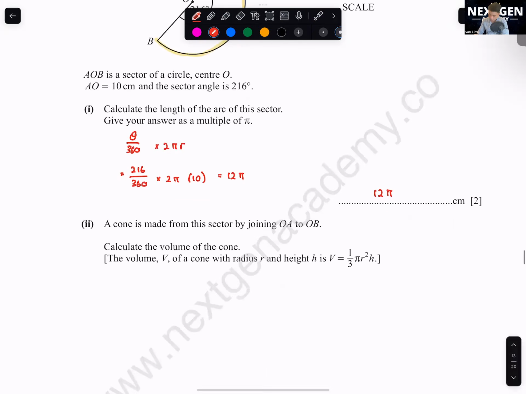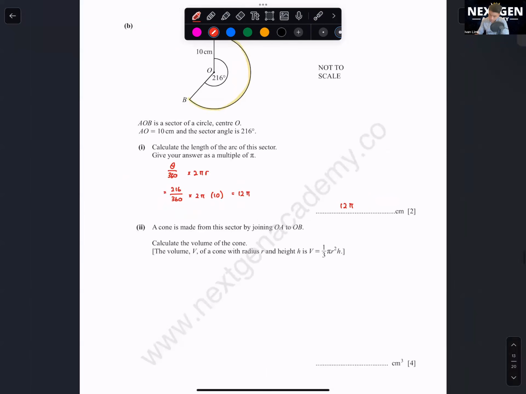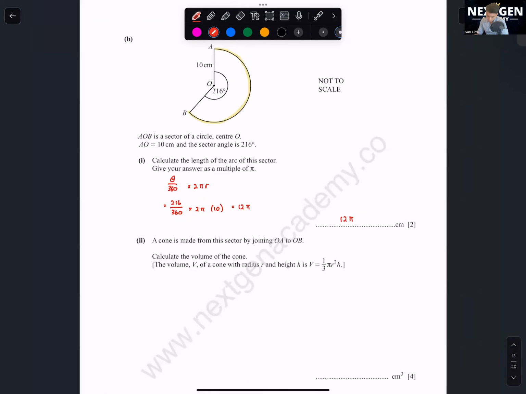Okay, the next question, I think this one is a little bit tricky, but it has come out before. A cone is made from this sector by joining OA to OB. Calculate the volume of the cone. Okay, so I want you all to imagine this right now. This 2D shape, right? Now you wrap it up until it becomes a cone. Okay, how does a cone look like? That is right. Okay, this is a cone.